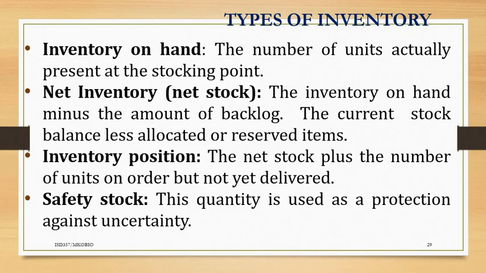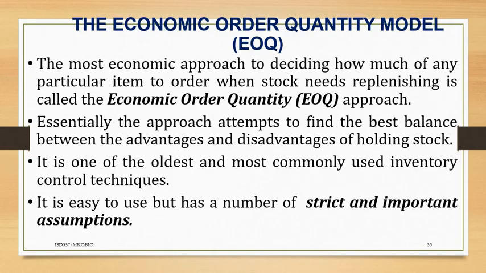So here we are going to talk of the economic order quantity model. With this economic order quantity model, the most economic approach to decide how much of a particular item to order when stock needs replenishing is called what? Economic order quantity. That is the number of items that we have to order in case our stock needs to be replenished. That is when we use the economic order quantity model approach. You get it? So it is used but has a number of strict and important assumptions.